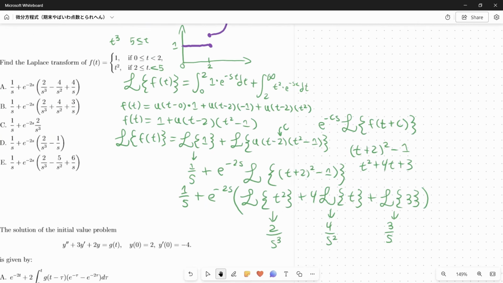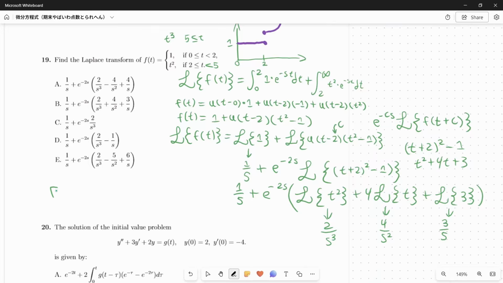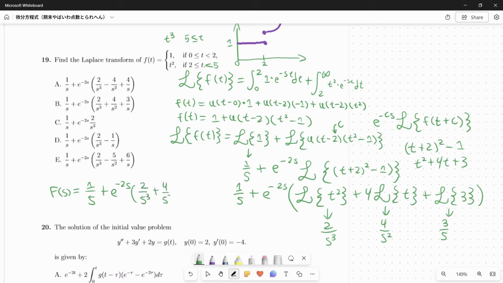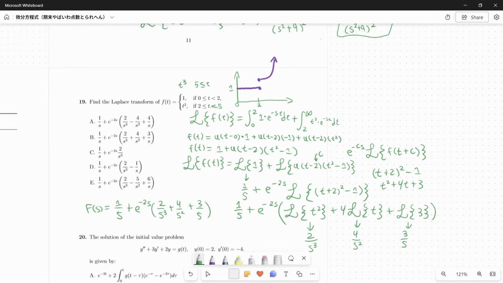And so as a result, our final Laplace transform is going to take the form of F of s is going to be equal to 1 over s plus e to the negative 2s times 2 over s cubed plus 4 over s squared plus 3 over s. And so that should be your final answer. And so comparing that with our answer choices, we can see that the answer to this question is going to be B.